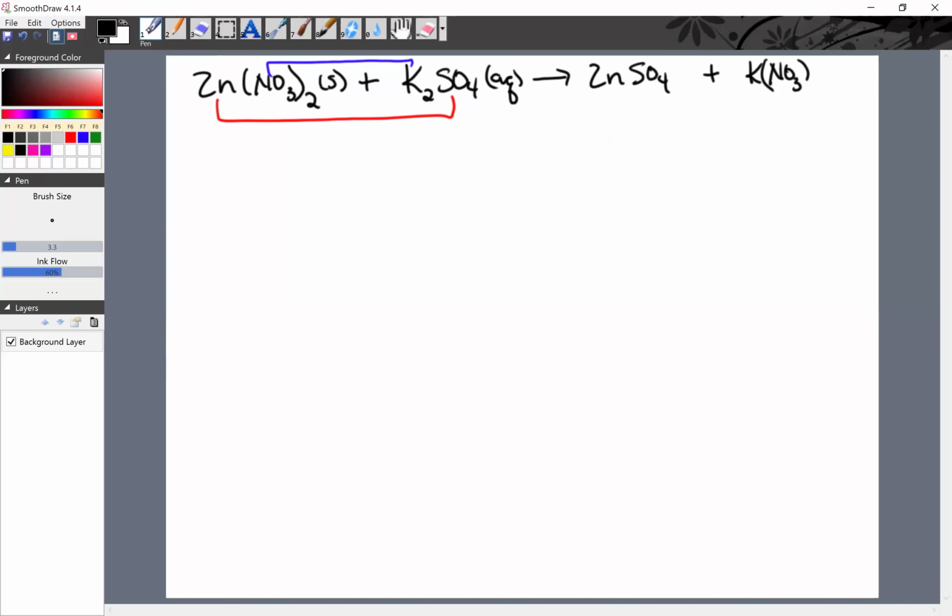So now I'm just going to balance it out as an equation. 1 zinc, 2 nitrates. So let's put a 2 right there. 2 nitrates, 2 nitrates, 2 potassiums, 2 potassiums, 1 sulfate, 1 sulfate. All right, it is balanced correctly. This is what could happen. Will it happen? I'm looking for the formation of a solid, gas, weak, or non-electrolyte.